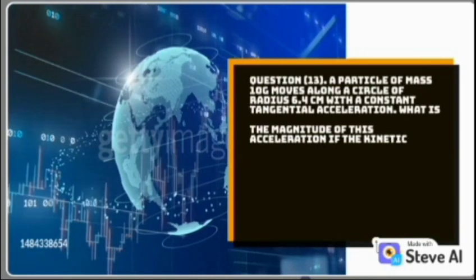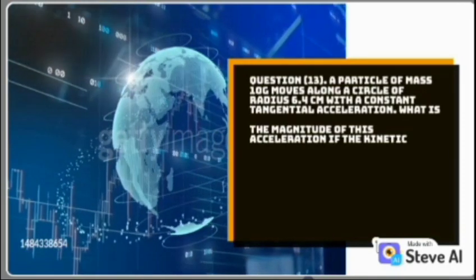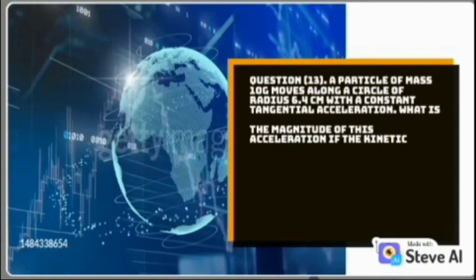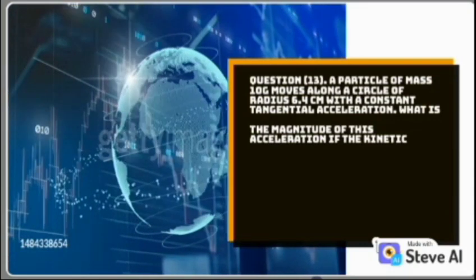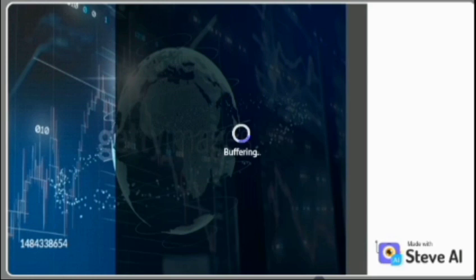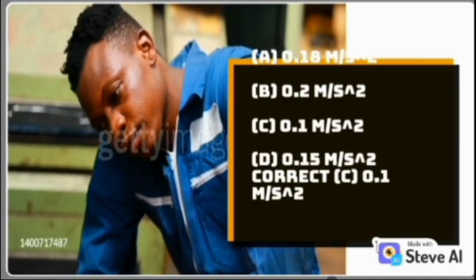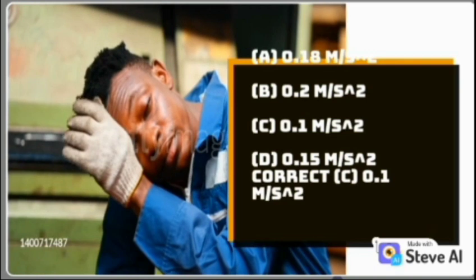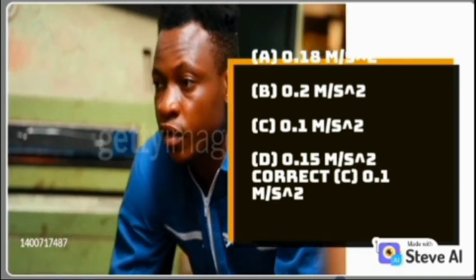Question 13. A particle of mass 10 grams moves along a circle of radius 6.4 centimeters with a constant tangential acceleration. What is the magnitude of this acceleration if the kinetic energy of the particle becomes equal to 8 times 10 to the power of minus 4 J by the end of the second revolution after the beginning of the motion? A. 0.18 meters per second squared. B. 0.2 meters per second squared. C. 0.1 meters per second squared. D. 0.15 meters per second squared. Correct, C, 0.1 meters per second squared.